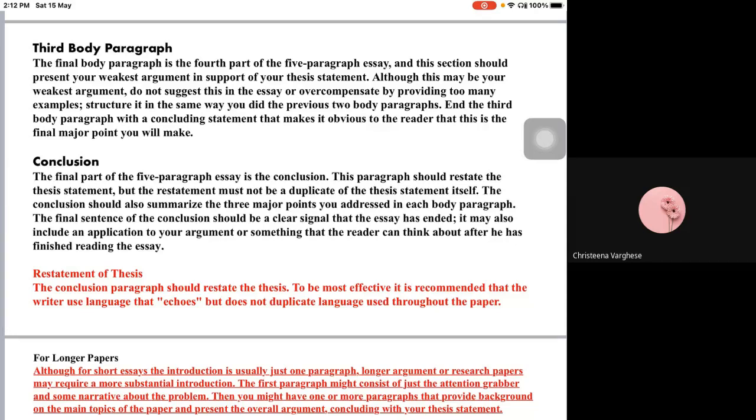To be most effective, it's recommended that the writer uses language that echoes but does not duplicate language used throughout the paper. So when you restate the thesis in the concluding paragraph, you are actually saying something that you have already said before in your thesis. But the difference is that when you repeat it in the concluding paragraph, you are not going to be using the same language. Change the language. Okay. So it does not duplicate the language, but actually talks about the same point. You're going to be restating it. So you have to take care of that.